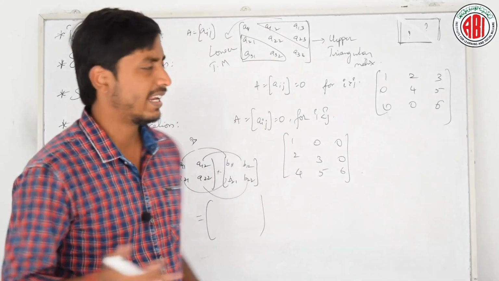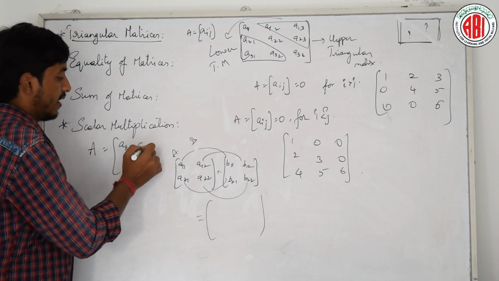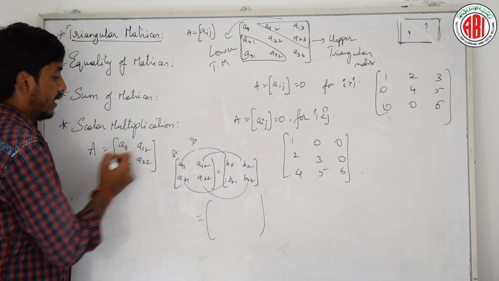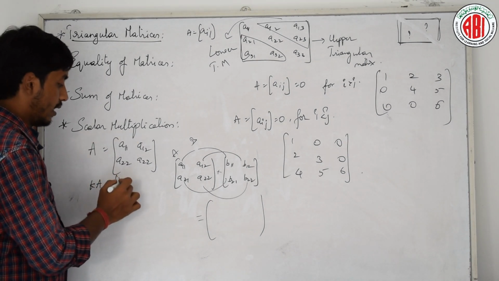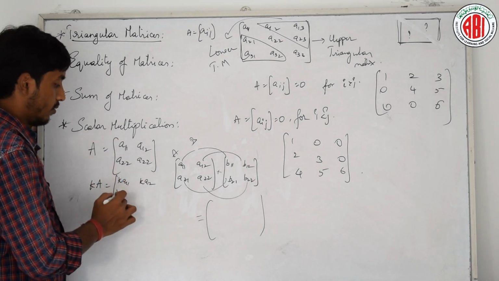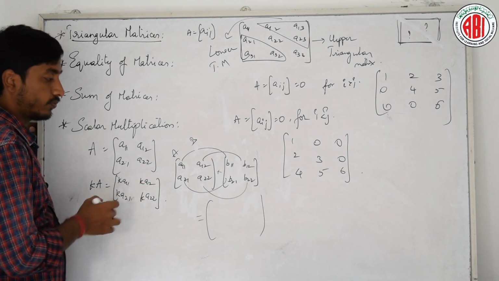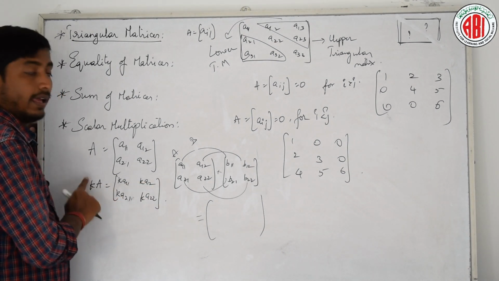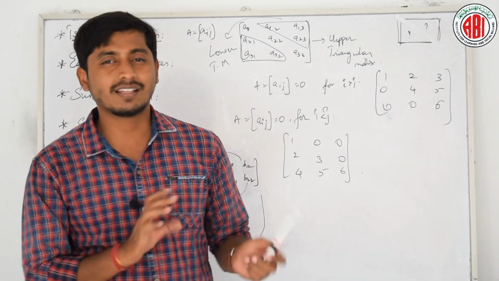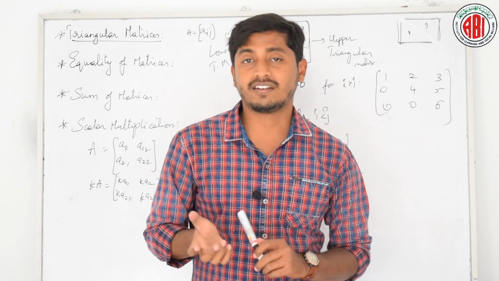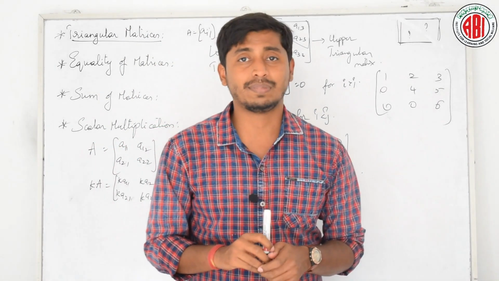Is it fine? Good. And the next, scalar multiplication. What is a scalar multiplication? It is nothing but multiplying a constant to a given matrix. For example, if A is a11, a12, a21 and a22, and I want to multiply by some constant k, then it will be k times a11, k times a12, k times a21 and k times a22. Is it right? That's it. We have to multiply this constant to each and every element of the matrix. Is it clear? These are all the basic definitions, introduction and theoretical approach to a matrix.